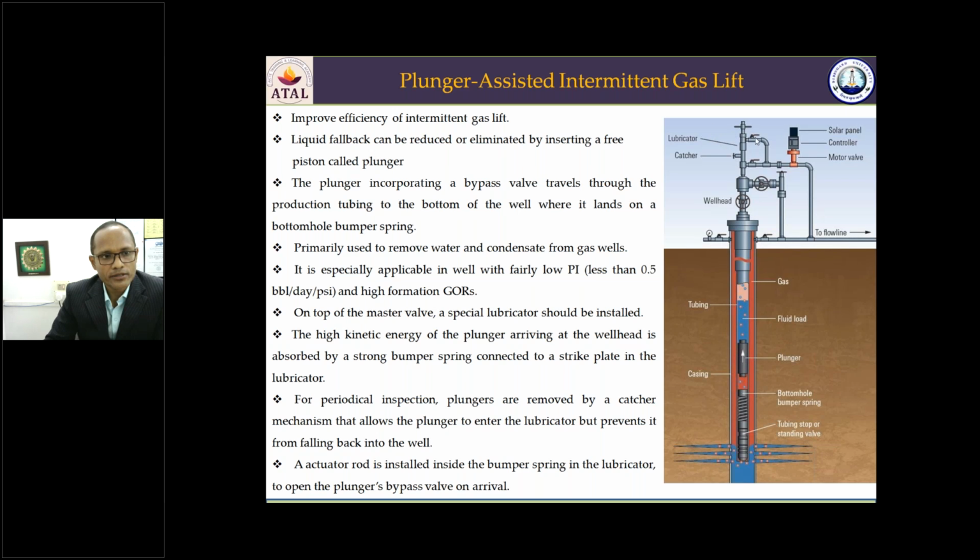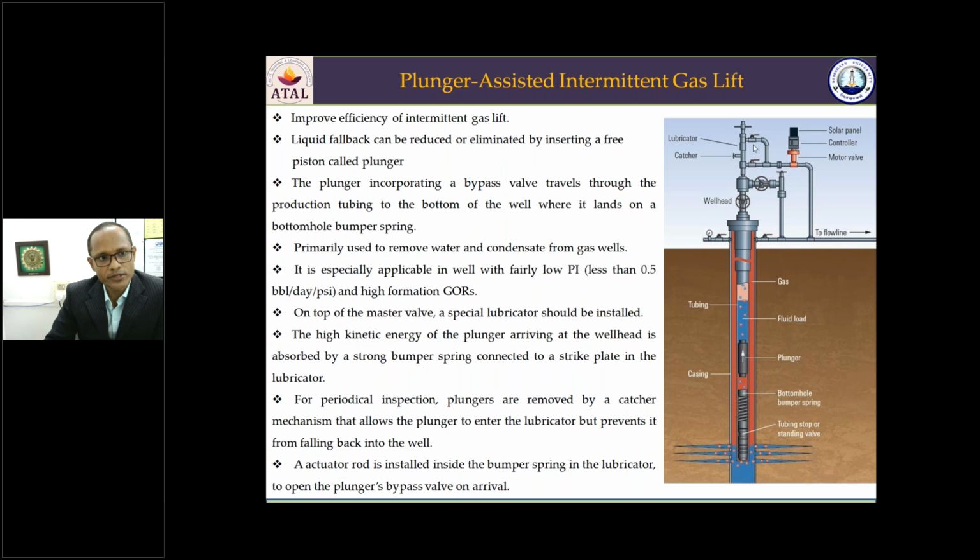There is a lubricator here. This lubricator is used for catching the plunger. Sometimes the plunger has to be caught so that it can be repaired. So this lubricator is used for removing the plunger and repairing it. There are also the bumper springs. These springs are instrumental in absorbing the kinetic energy and also in closing the valve.